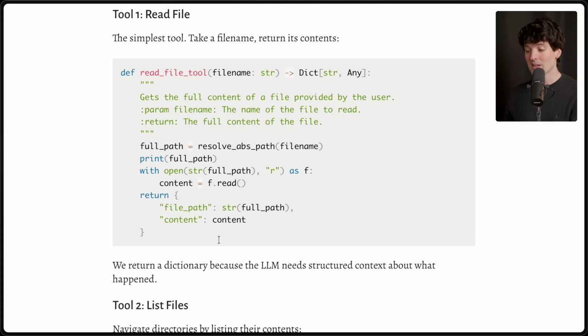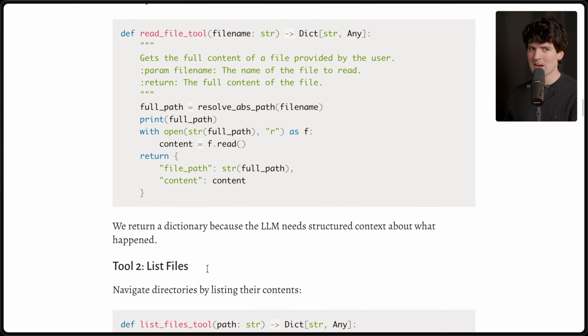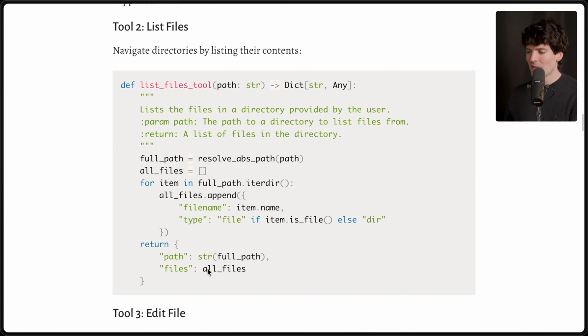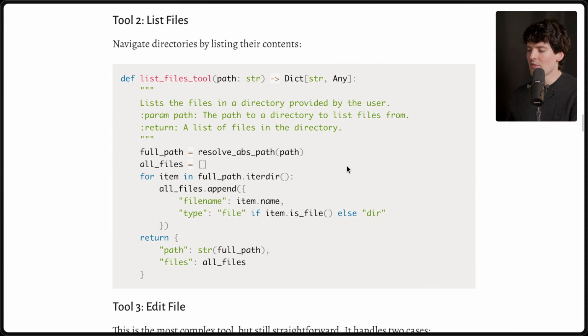This gets, I'm assuming, as we scroll, added to the chat history when it's called. We'll see how the tools are actually used in a bit. Right now, we're just reading the code for said tools. List files. I'm sure this is super complex. We resolve the path. We have all files. And then for item in full path.iterdir, for each file, we append the file name and the type. And then we return all of that after.